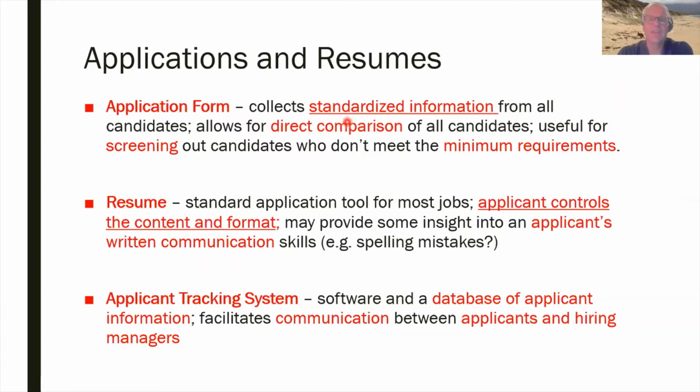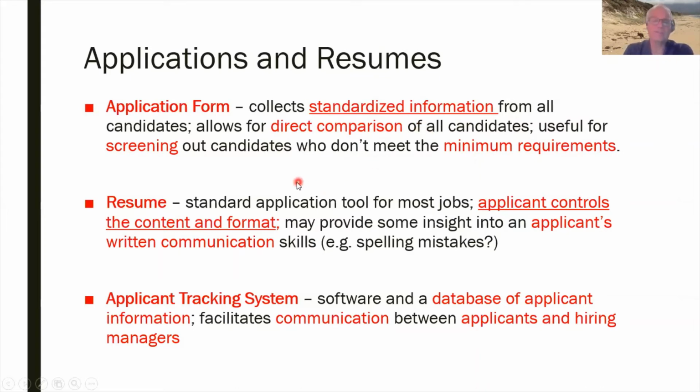So the advantage of an application form is that it collects all information in a standardized format. Everybody is putting the same information on the format, and it's in the same order, right? So it gives you a really good way to compare apples to apples, direct comparison, right? And really, it's useful for screening out candidates who don't meet the minimum requirements. Okay, so if the job requires something like a high school diploma, it'll be really clear that you don't have the high school diploma on an application form, just if you didn't tick the box.